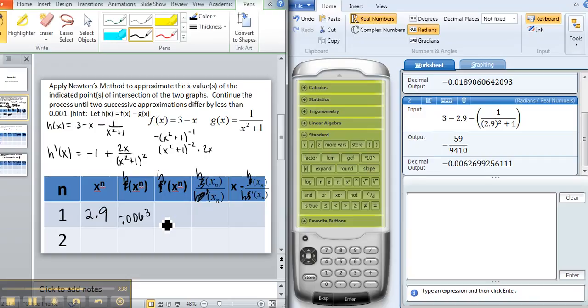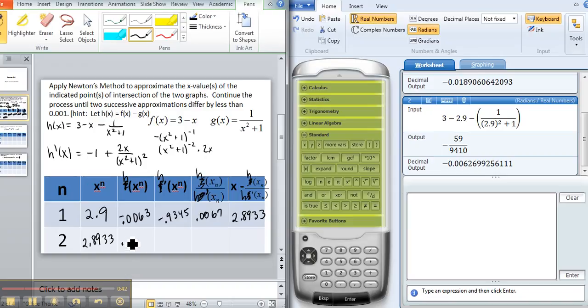So I did get negative 0.0063, and then what I would get when I plug it into h prime is negative 0.9345. Dividing those two values gives me 0.0067. Then when I subtract 2.9 minus this, I get 2.8933. Bring that new value down, 2.8933.